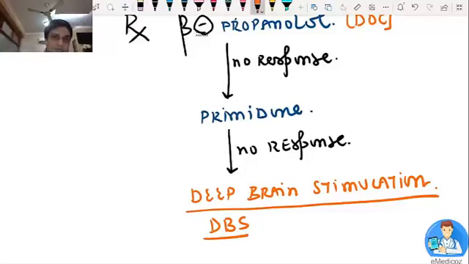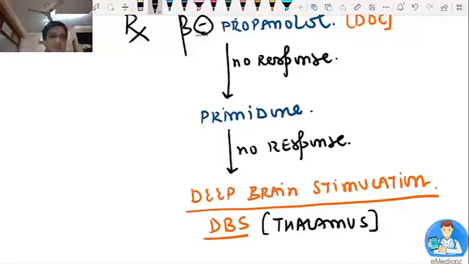Now, deep brain stimulation of an area. Now, need not go into details for this, just remember the word thalamus. So, thalamus is the area that is targeted for these patients. Yeah, the deep brain stimulation.